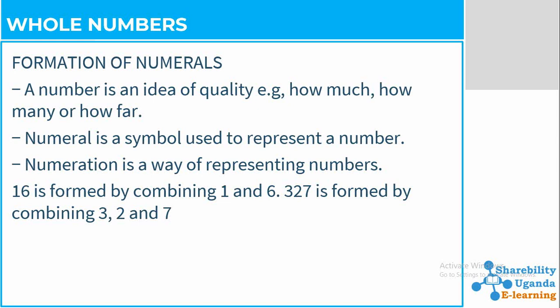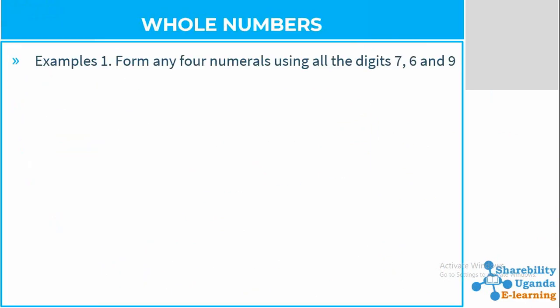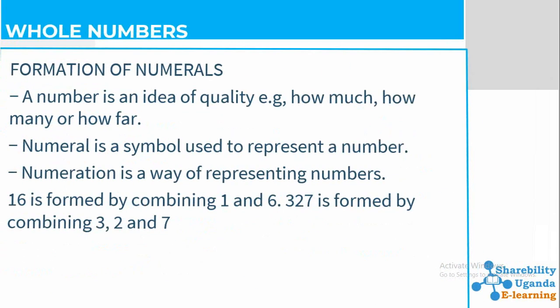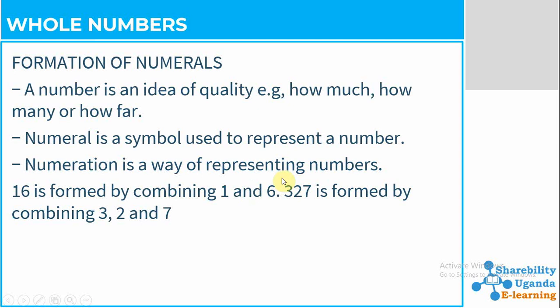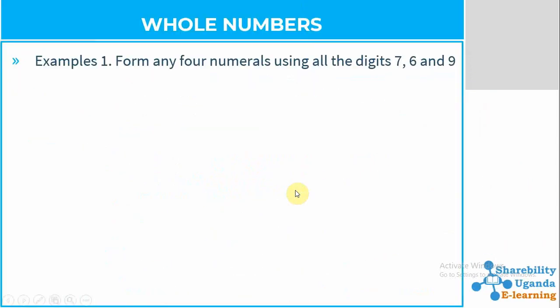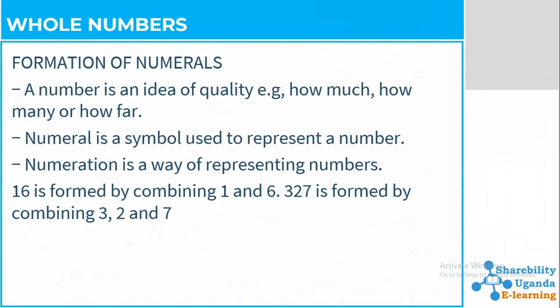So in forming these numerals, we shall be combining numbers. That means we are going to be dealing with combining these numbers. We represent number 1, number 2, and we show the way they are represented. Then we say we have formed the numbers. As we also look here, there is another number given here, which is 3, 2, 7.